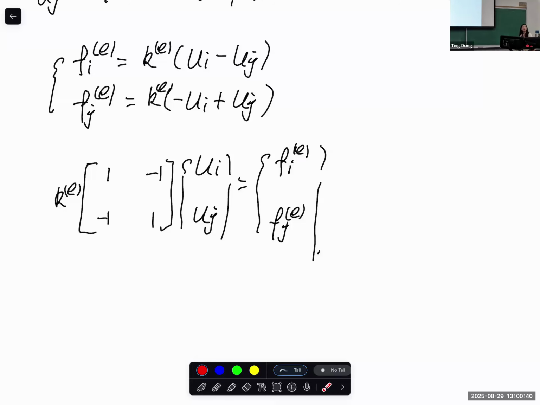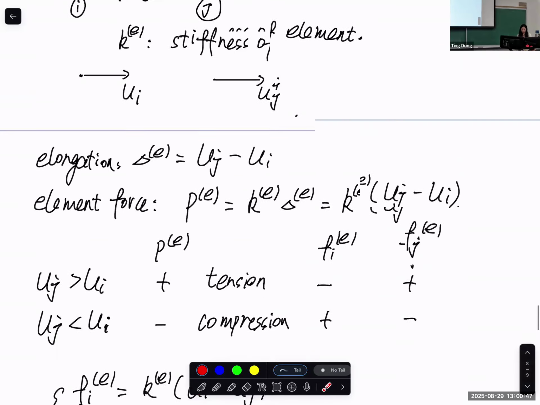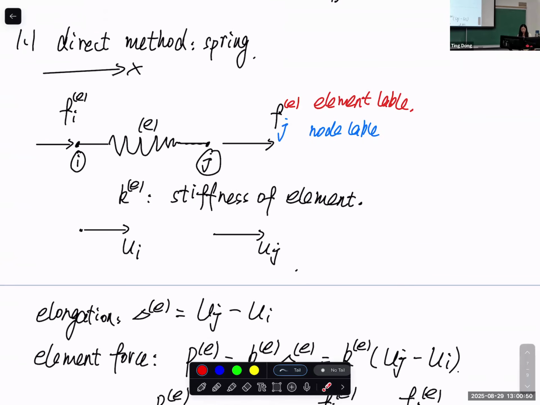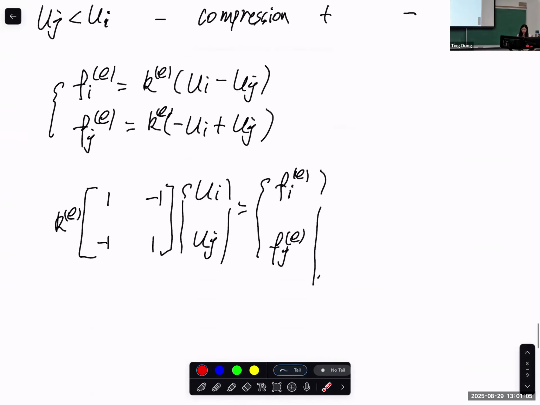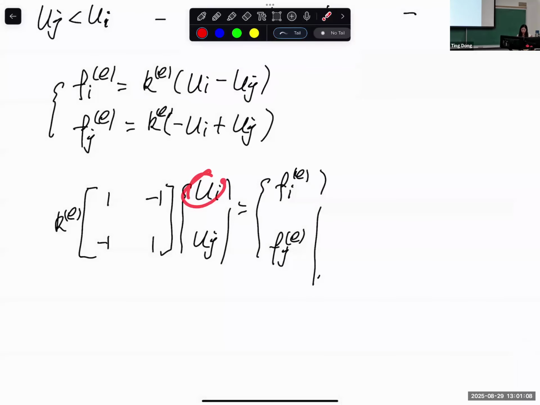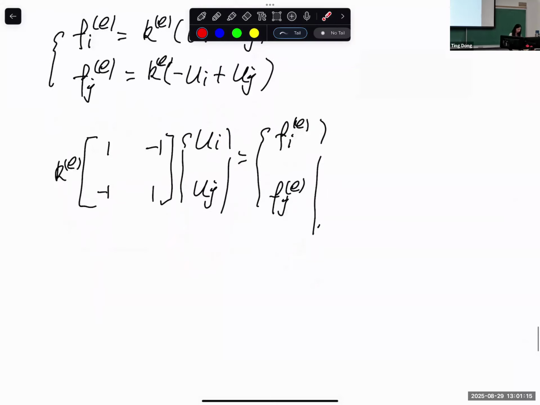The way to remove this rigid body motion is that we need to apply a boundary condition. An easy way to solve this: the spring is basically floating in the 1D space, right? If I clamp on this side, or of course I can also clamp on the right side, we're done. We have a unique solution. For the matrix equation, it basically means UI equals 0, and we solve for UJ. We remove the singularity of the matrix.